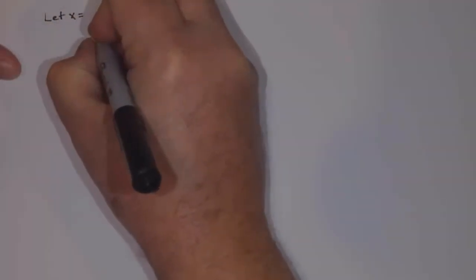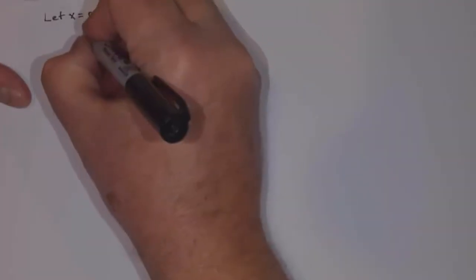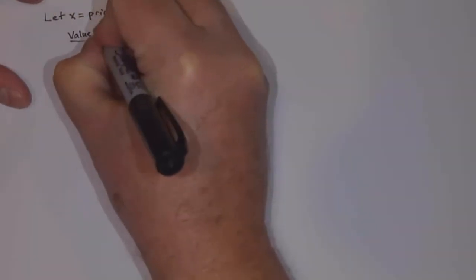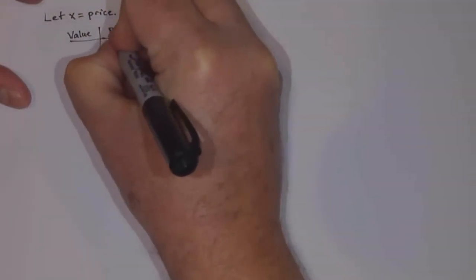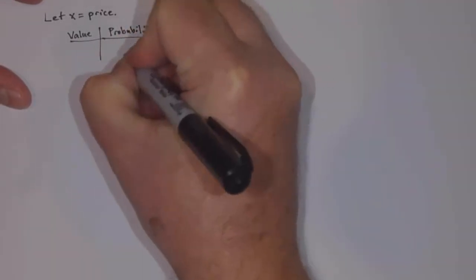So we're going to let X equal the price. And we're going to use that to figure out what the price would have to be in order for the game to be fair. Now, if I think about the value and I think about the probability.